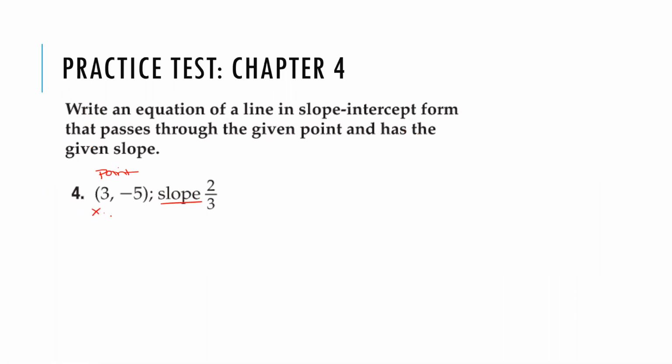So this is x1 and this is y1. So remember, this is going to be y minus y1, the point-slope form, is equal to m times x minus x1. So you're just plugging in the values. y1 is equal to -5. The slope is 2/3. And then x minus x1, which is 3.